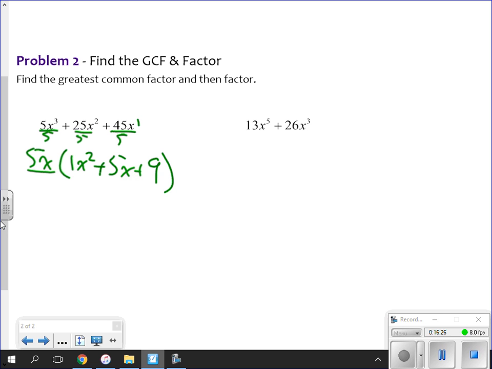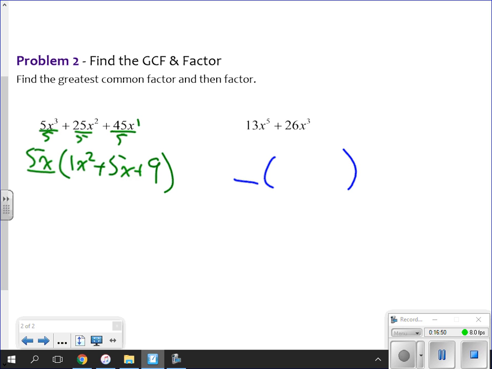The next one's a little bit more difficult. Not bad. Once again, I got to figure out what I'm pulling out. I got to figure out what's left. Numerically, 13 and 26. What do you think I'm going to be able to pull out? It's either nothing or it's 13.